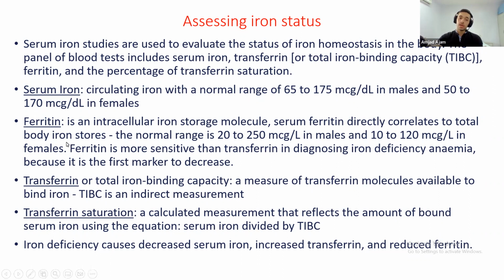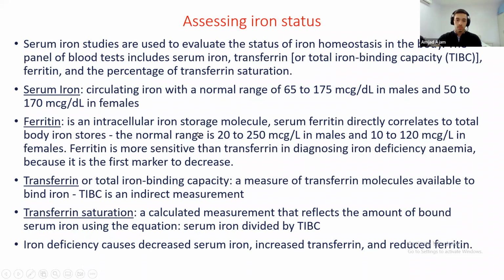However, the most sensitive marker is ferritin. Now, ferritin, we said it's an intracellular storage of iron, right? However, it can be present in the blood. So we can measure ferritin, and it will tell us the balance of iron in the cells and the iron in the blood. So basically, just know that ferritin is the most sensitive marker for measuring the iron in the patient.